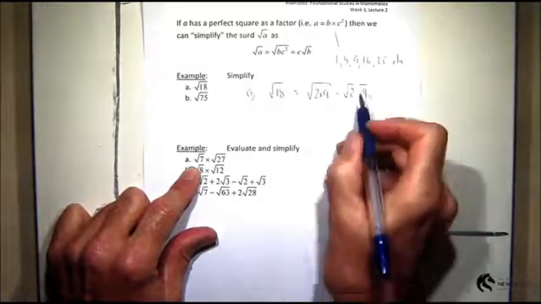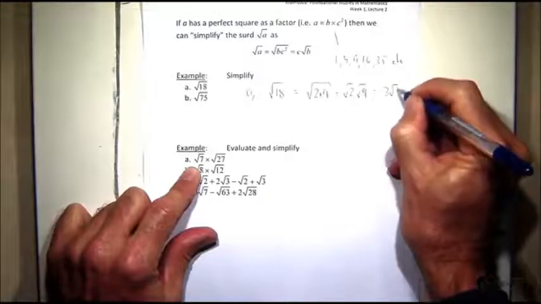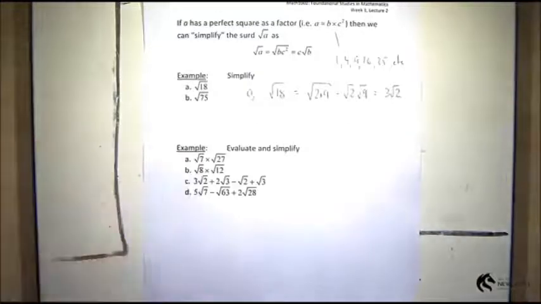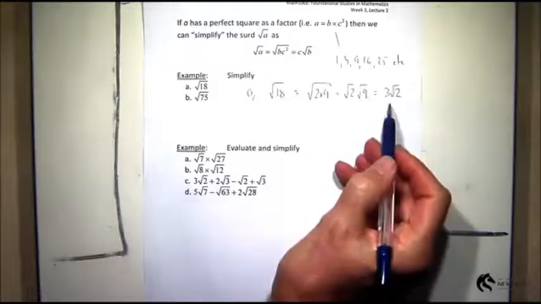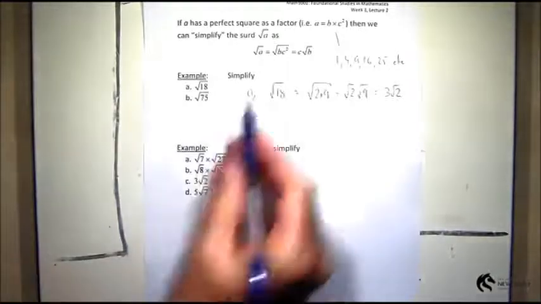And since this is a perfect square, the square root of 9 is 3, so I can write that as 3 root 2. So I can say the square root of 18 is the same as 3 root 2. And we tend to say 3 root 2 is simpler than the square root of 18. So we tend to say that's simpler.